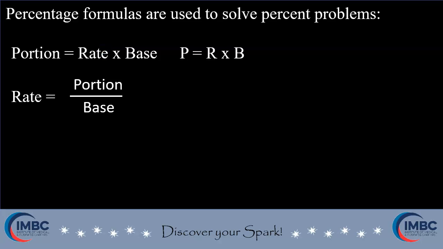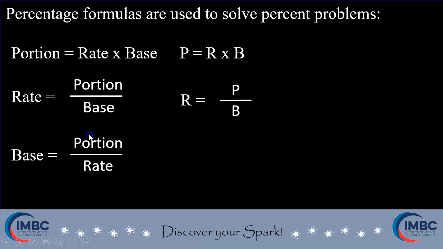So if we don't know the rate, that means our 2 knowns are going to be the portion and the base. So rate equals portion divided by base. We just plug in the numbers. Portion divided by base, we would find the rate. And then if I'm solving for the base, that means I don't know what the base is. That means I have to know the portion, and I'm going to divide that by the rate. So base equals portion divided by rate.